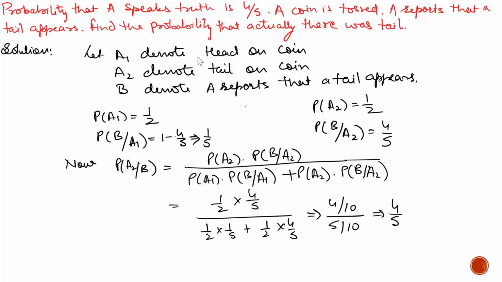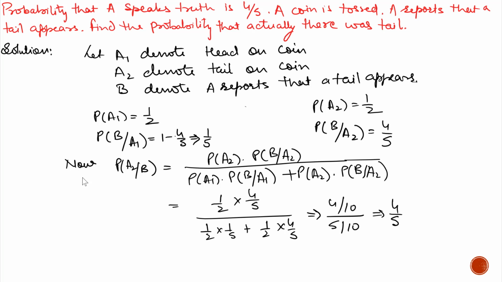Let A1 denote head on a coin and A2 denote tail on a coin, and B denote A reports that a tails appear. The probability of A1 is 1 by 2, probability of A2 is 1 by 2 because the probability of head and the probability of tail are both equal. Probability of B by A1 implies probability of report tail when head appears. This implies A speaks a lie, and the probability of lie is 1 minus 4 by 5, which equals 1 by 5. Next is probability of B by A2. Probability of report tail when tail appears. This implies A speaks truth. The probability is 4 by 5.